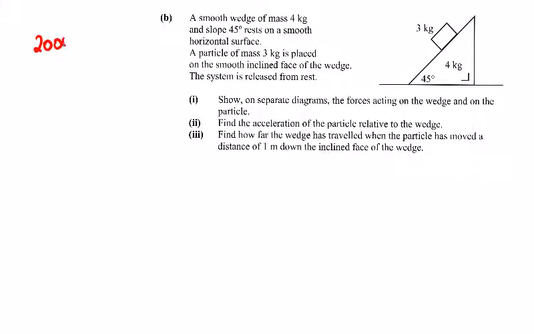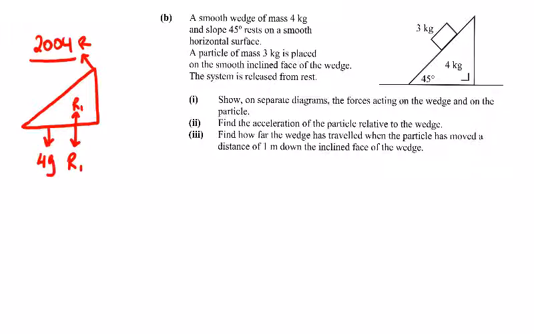This is the 2004 wedge and particle on wedge question. Separate diagrams. The forces involved for the wedge: if it wasn't smooth, there'd be something going on between it and the ground, but it is smooth, so we call this R1. There's a reaction between it and the particle, and its mass of 4g is coming down.